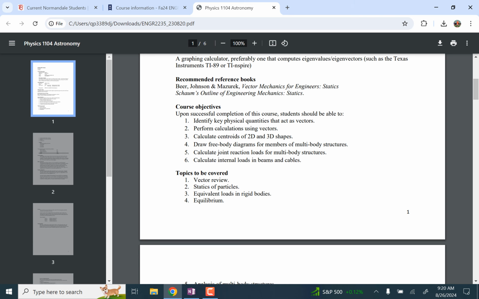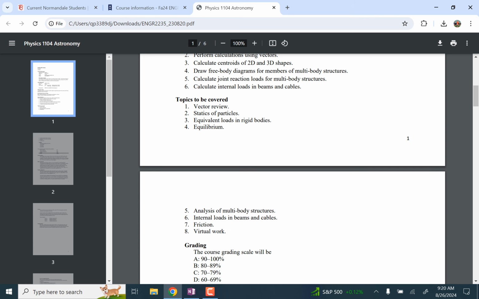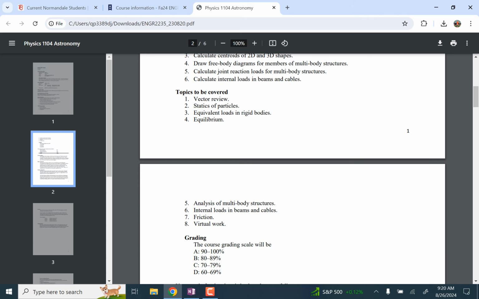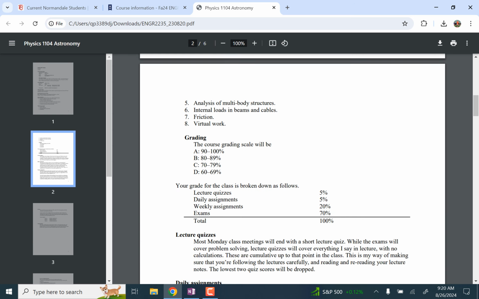Okay. And then here's some stuff. We'll talk about all this later, but these are the topics that we'll cover in this class. The grade scale is basically 90, 80, 70, 60.